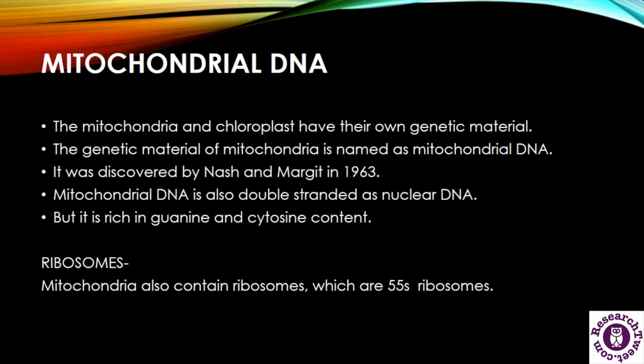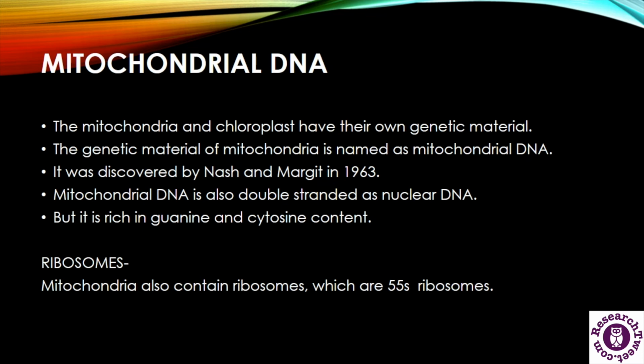We know that the molecules of DNA and RNA, which are together called nucleic acids, are made up of monomeric units called nucleotides. These molecules are made up of nitrogenous bases, which are adenine, guanine, thymine and cytosine. The mitochondrial DNA is rich in guanine and cytosine content as compared to adenine and thymine.